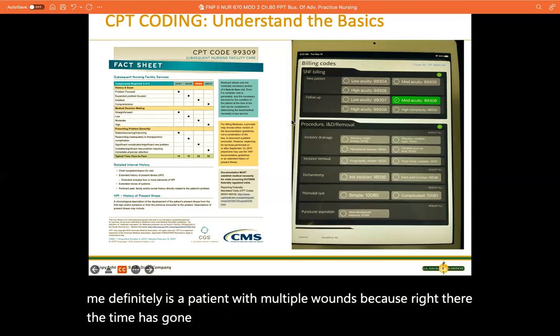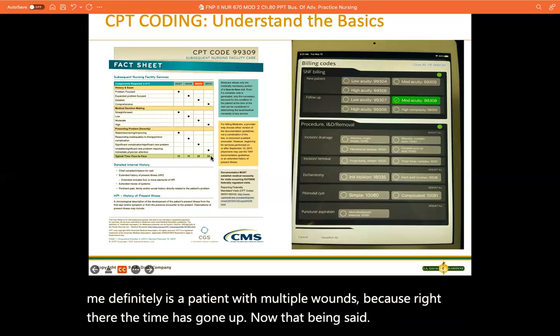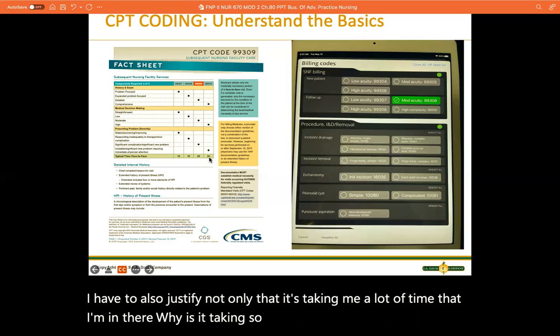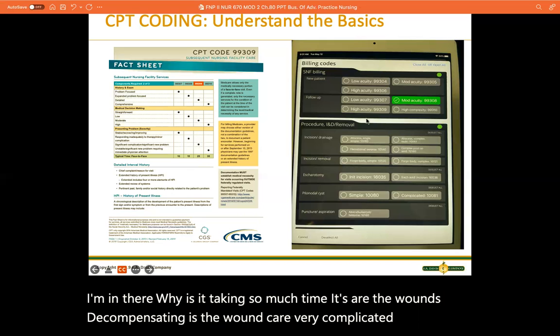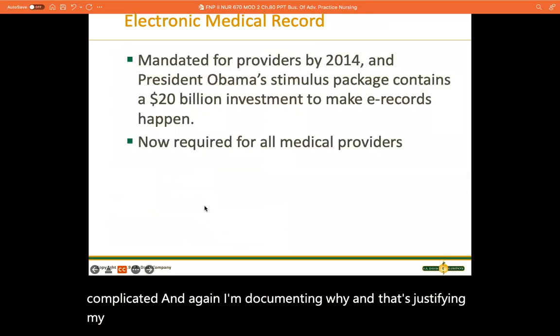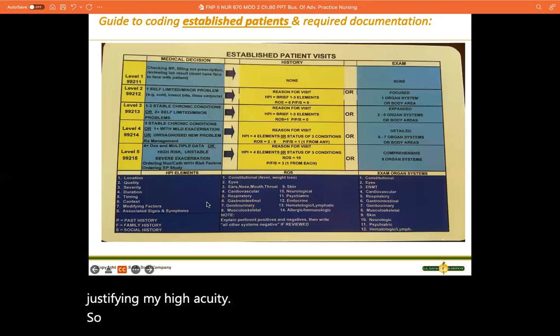Now, that being said, I also have to justify not only that it's taking me a lot of time that I'm in there, but why is it taking so much time? Are the wounds decompensating? Is the wound care very complicated? Why is it complicated? And again, I'm documenting why, and that's justifying my high acuity. Okay, so that's how we do our coding.